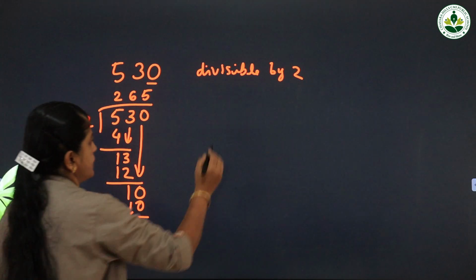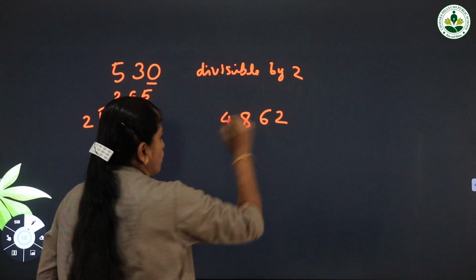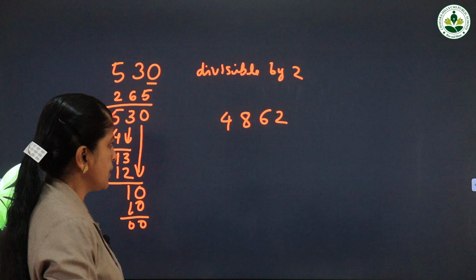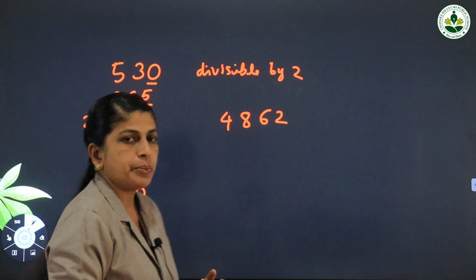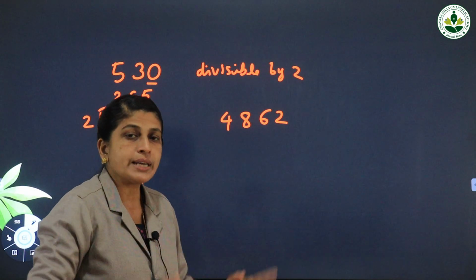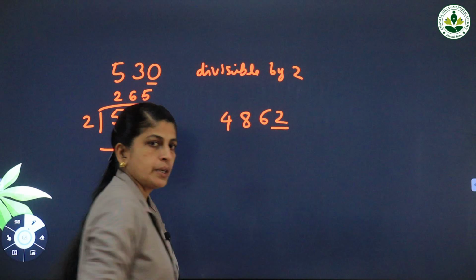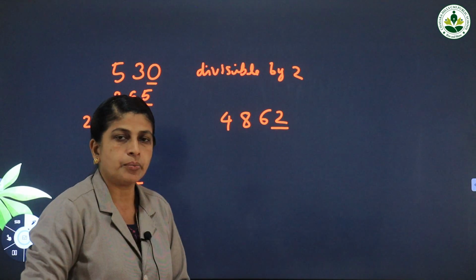Okay. Then another number, 4862. To check the divisibility by 2, we have to check its ones place. What is the ones place digit? Its ones place digit is 2. Therefore, that is also divisible by 2.